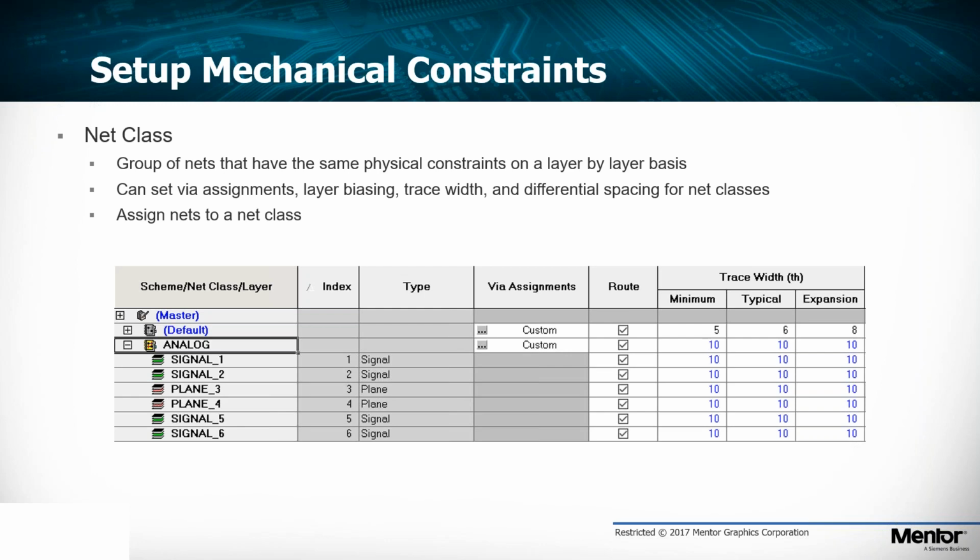It's really easy, and you'll see in the screenshot that we have our analog net class, for which we define the typical trace width on a layer-by-layer basis. We can also assign a via to that net class, or multiple vias if we would like.